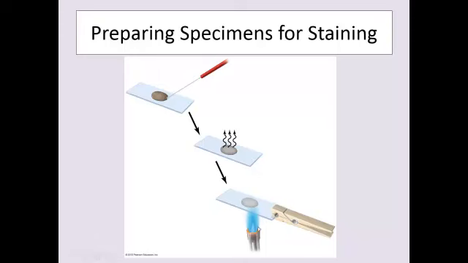Then we fix the sample. In the lab, the most common method of fixing or sticking the smear to the slide is by using heat. We call this heat fixation. You can use chemicals to stick the sample to the slide. You won't be doing that in this lab.